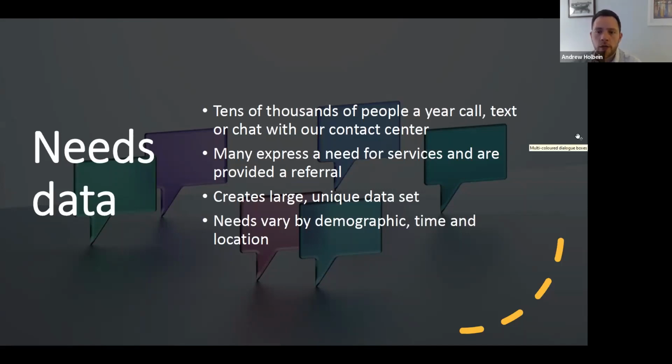And then, since we collect from so many people, we can look at how the needs vary by demographic. We capture demographic data as much as we can, so by race, by gender, by age, and how that data changes by time, by year, by month, and also how it changes by location.